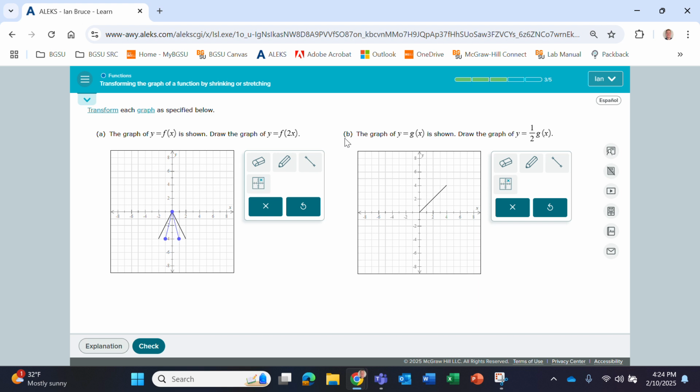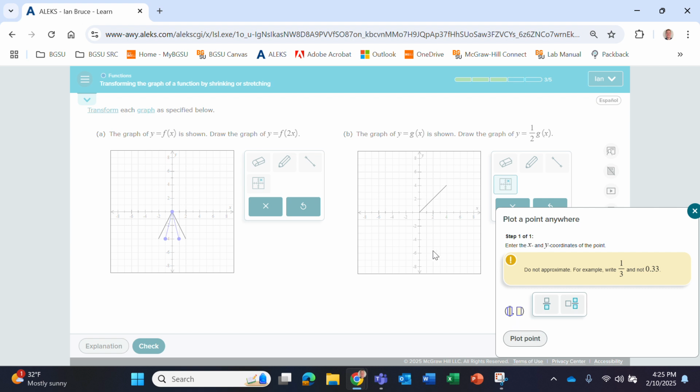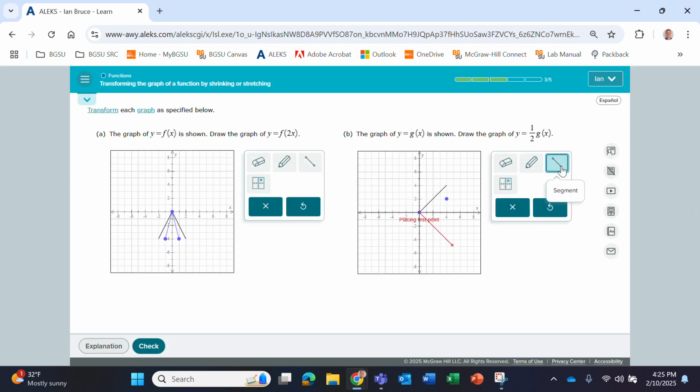Now looking at part B, this transformation is a vertical compression by 1/2. So we are going to multiply the y-coordinate by 1/2. So again, our first coordinate will be at (0, 0), and then 0 times 1/2 is 0, so that does not change. And then for 4, which is our next coordinate, again we are looking at the y value, so we are going to do 4 multiplied by 1/2, which is going to change our y-coordinate to 2. We can go ahead and plot that point and our segment.